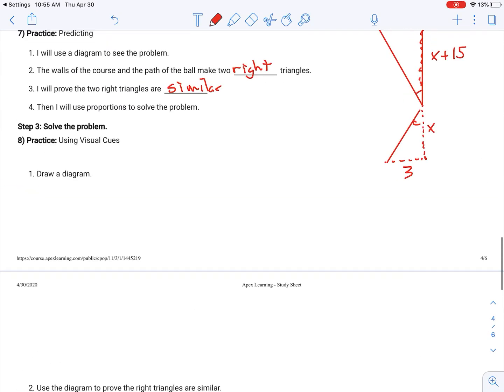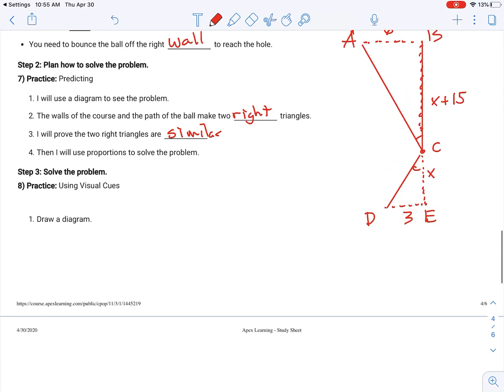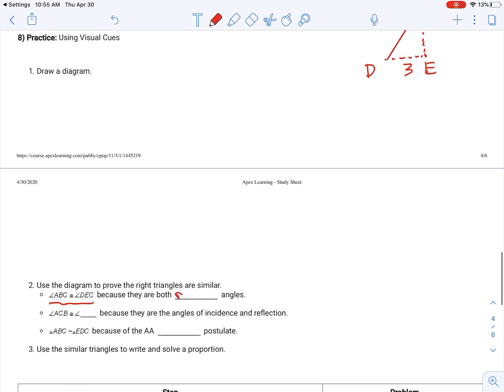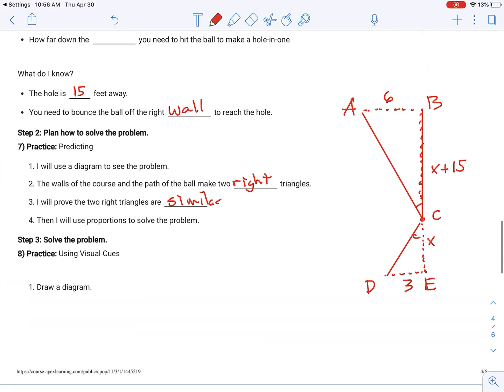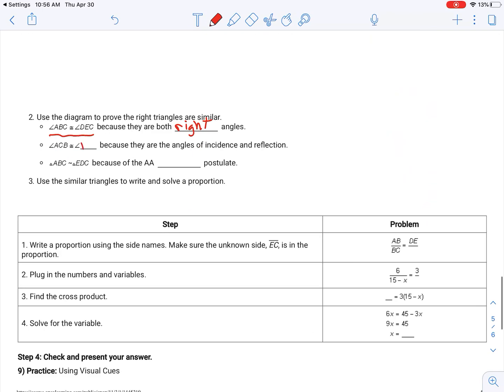Angle ABC is equal to angle DEC because they are both right angles. So we could also give these letters here. We're going to make this A, B, and then this will be point C. And this one will be D, E, C. So ABC and DEC, those are both right angles. And angle ACB is equal to what? ACB is equal to DCE.